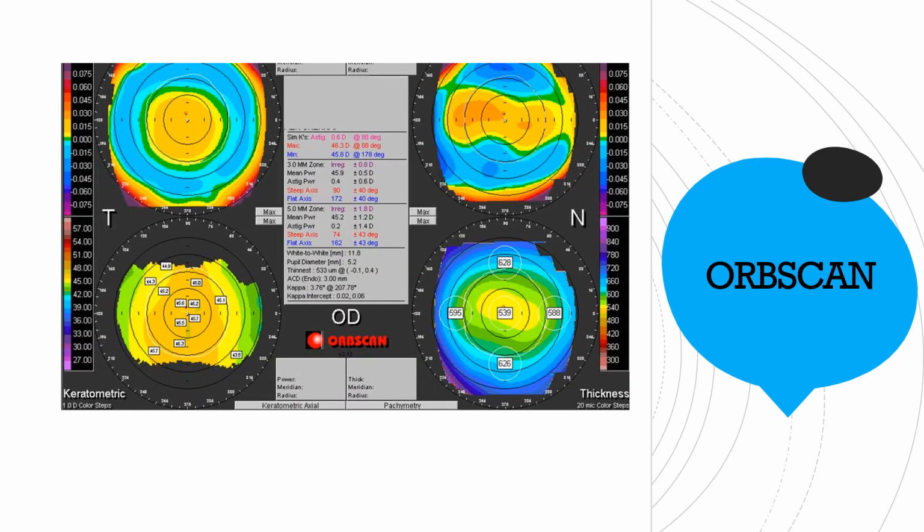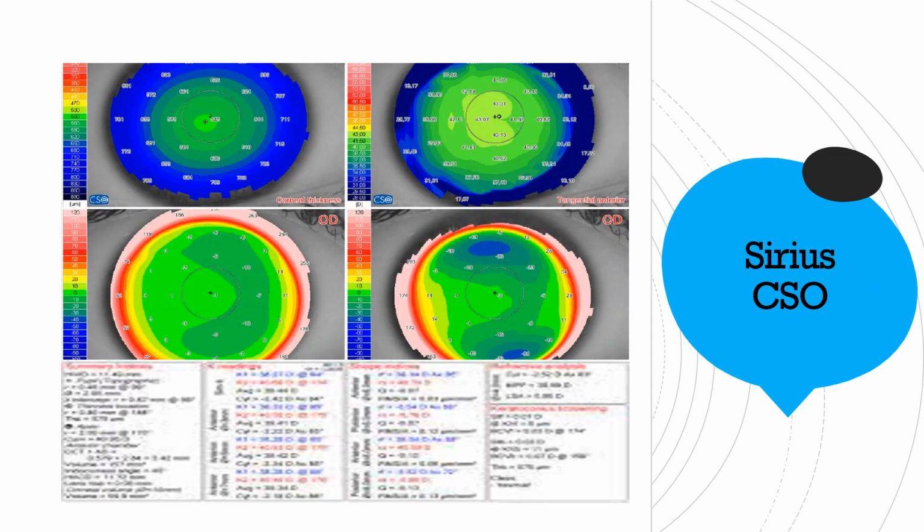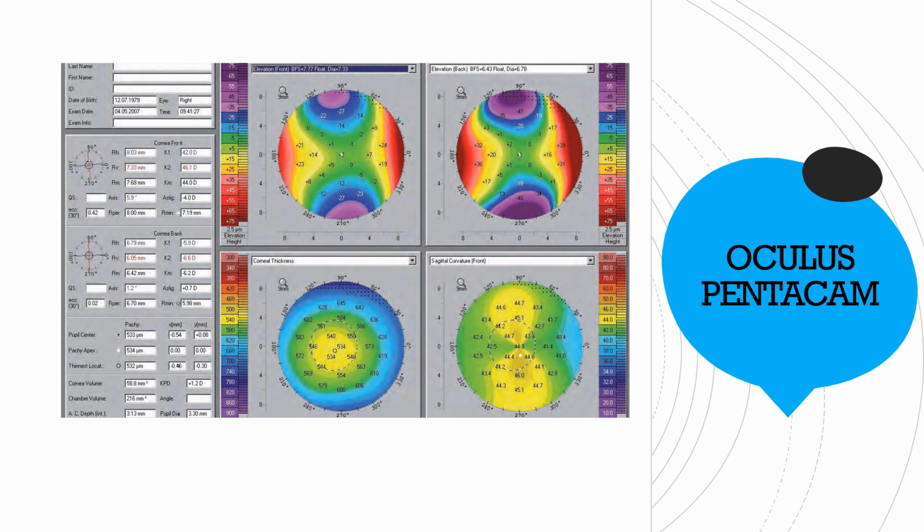Look at the ORB scan. The 2 maps are on one side, 2 maps on the other side, and the parameters are right in the middle. Cirrus CSO: the 4 maps are at the top and the parameters are in the bottom. Now the Pentacam. The 4 maps are on the right hand side and the parameters are on the left hand side.